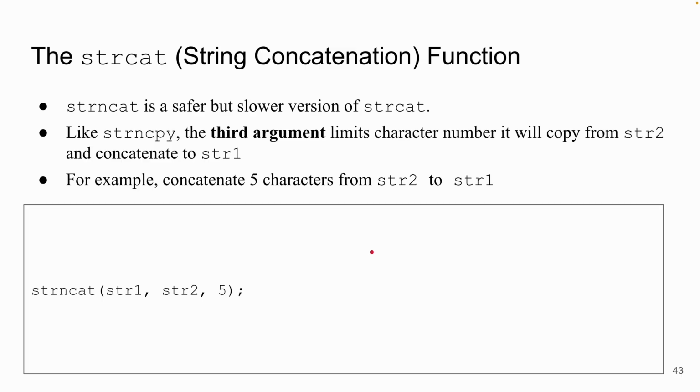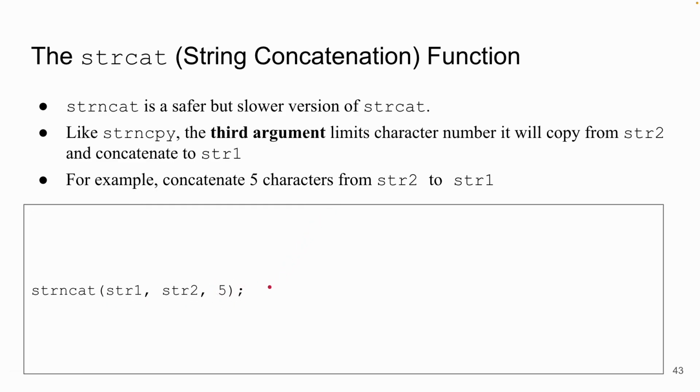And strcat also has another, safer version, that is strncat. So we have the letter n in between str and cat. And just like strncpy, strncat has a third argument, that is here. You can see we have the example function code here, and the final argument is 5.